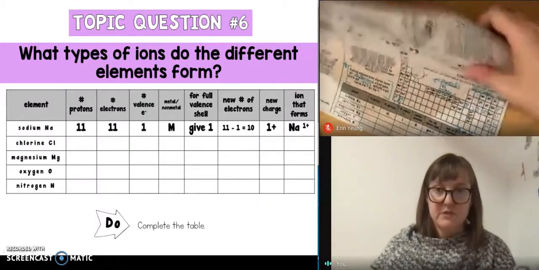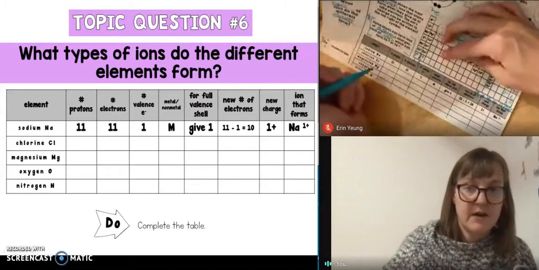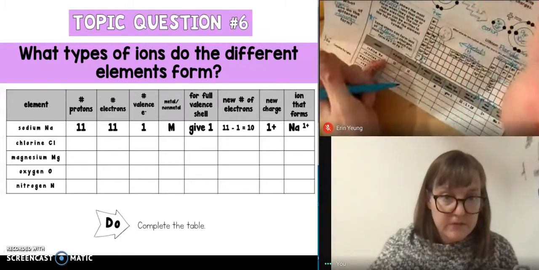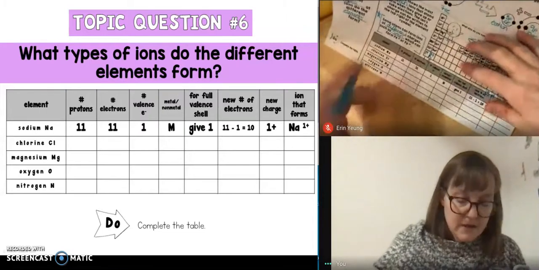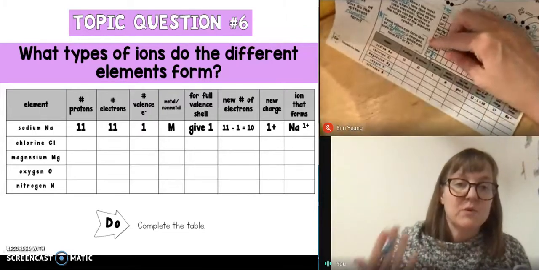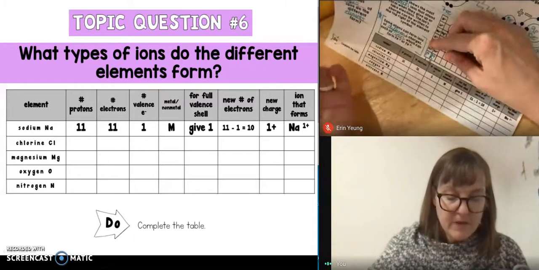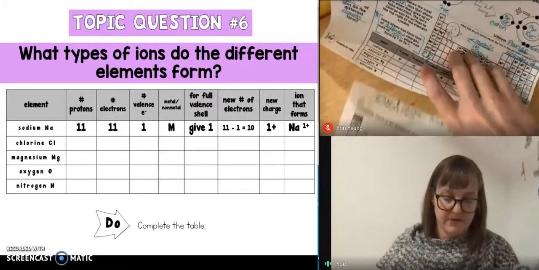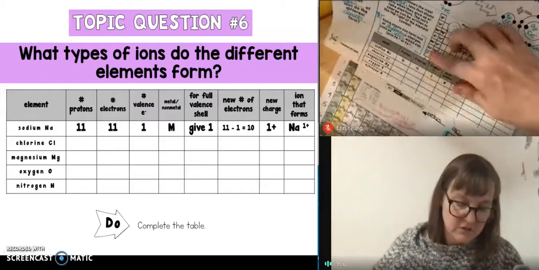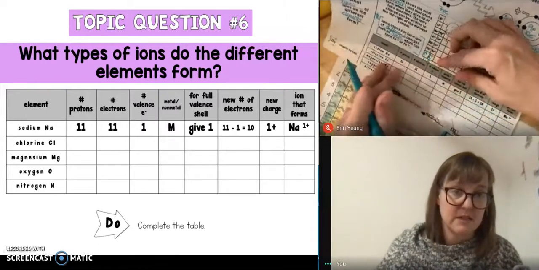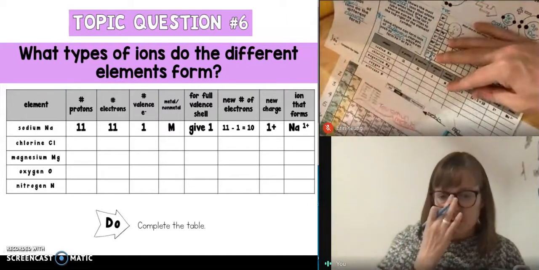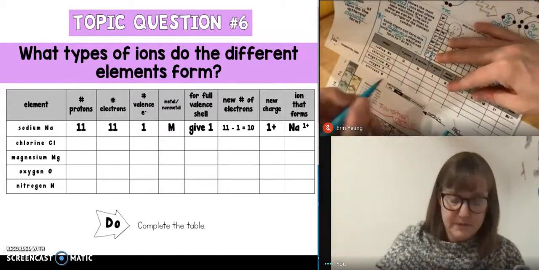All right, so what type of ions do the different elements form? We're going to go through this together. I will say the words out loud as I write them, but you will also need to look at the sheet afterwards if you're struggling, because it might be really hard to see. I am doing my best. I think we'll also have this complete table up here at the end.